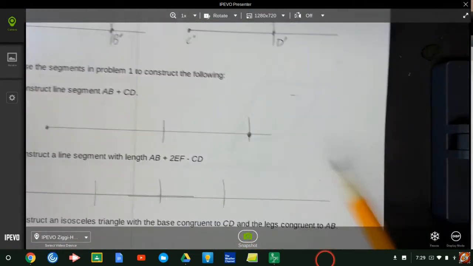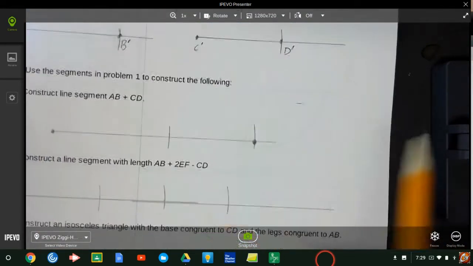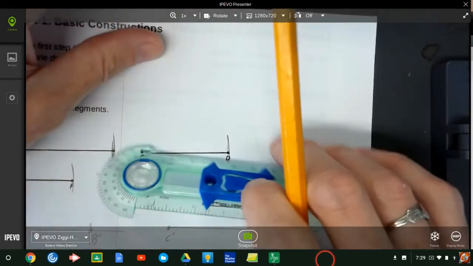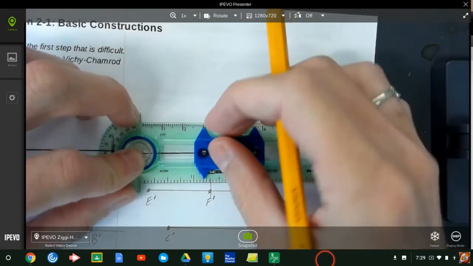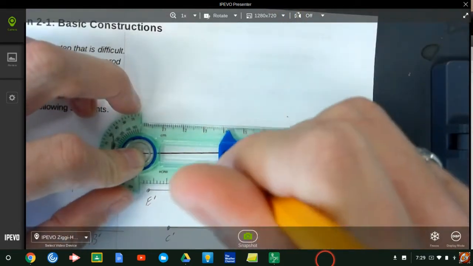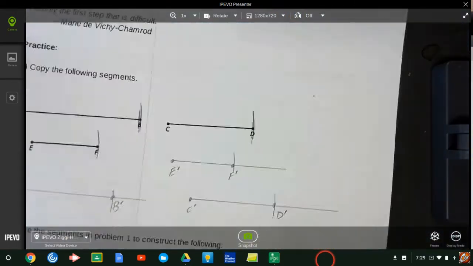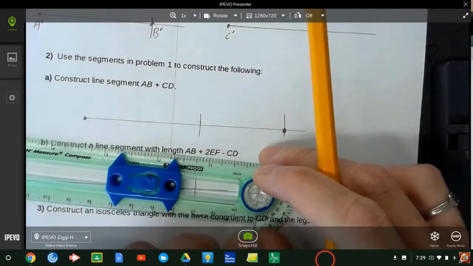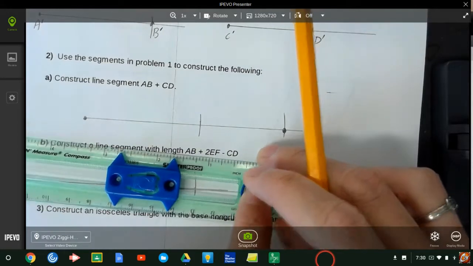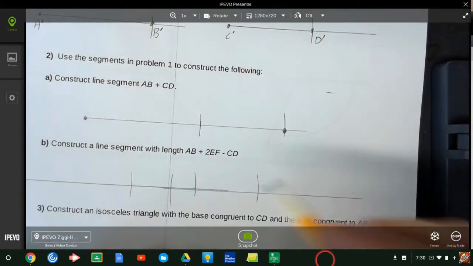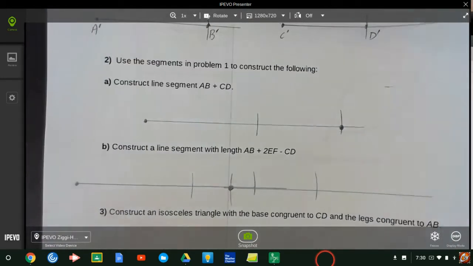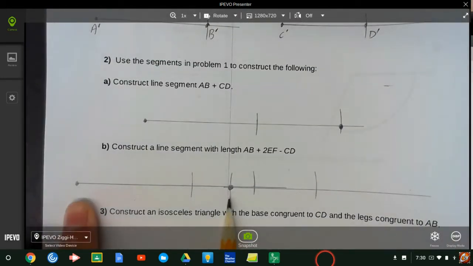Minus a CD. So now I'm going to get a CD and I'm going to go back in the other direction. So let me go get my CD. And this time I'm going back in the other direction. So from the end of it, I'm going to go backwards. And that's going to put my mark right there. So now between these 2 points is AB plus 2 EFs minus a CD.